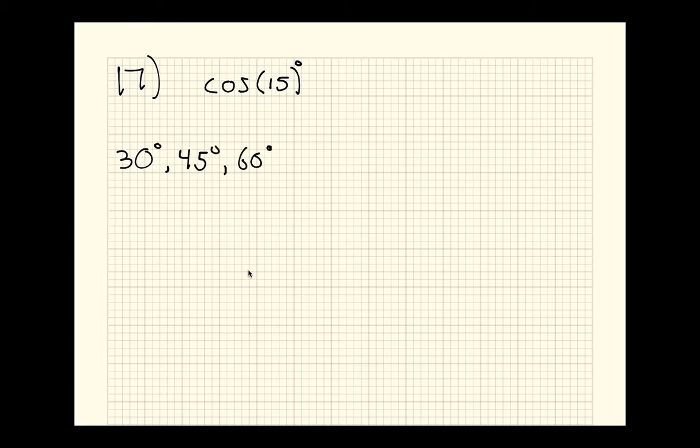Okay, 17. All right, we have the cosine of 15 degrees. So we need to write that as a sum or difference of our special angles, which are 30, 45, and 60. If we're trying to get 15 by writing that as a sum or difference of 30, 45, or 60, that's going to be 45 minus 30. So we want to rewrite this as the cosine of 45 degrees minus 30.